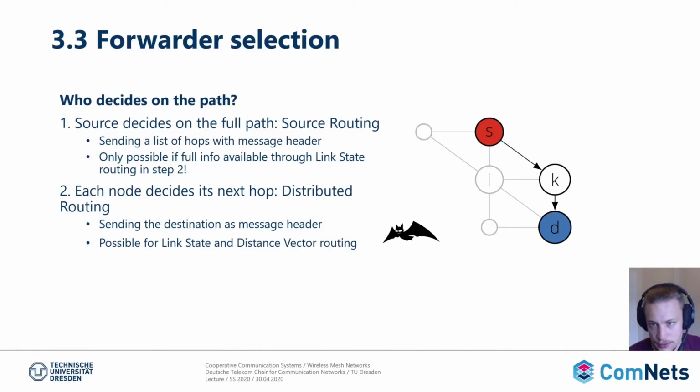As Batman is using the distance vector routing algorithm, it cannot use source routing at all, so it uses a distributed form of routing. So now the question of who decides on the path is answered.